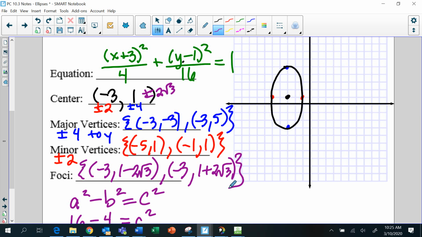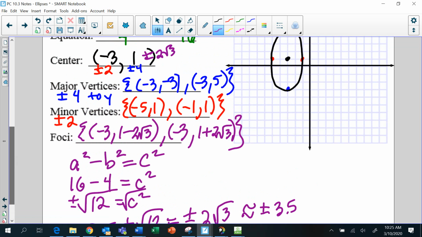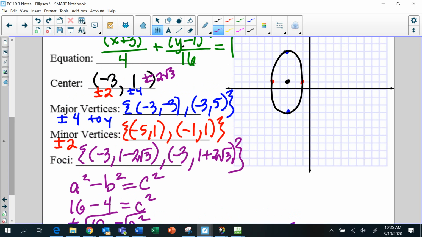Then we have to graph them. But I do not know square root of 12 by heart. I can approximate it. I'm going to type it in my calculator. This is approximately 3.5. So if it's approximately 3.5 on my graph, I will start at the center and I will go up 3.5 and I will go down 3.5. And that's where my foci will be graphed.